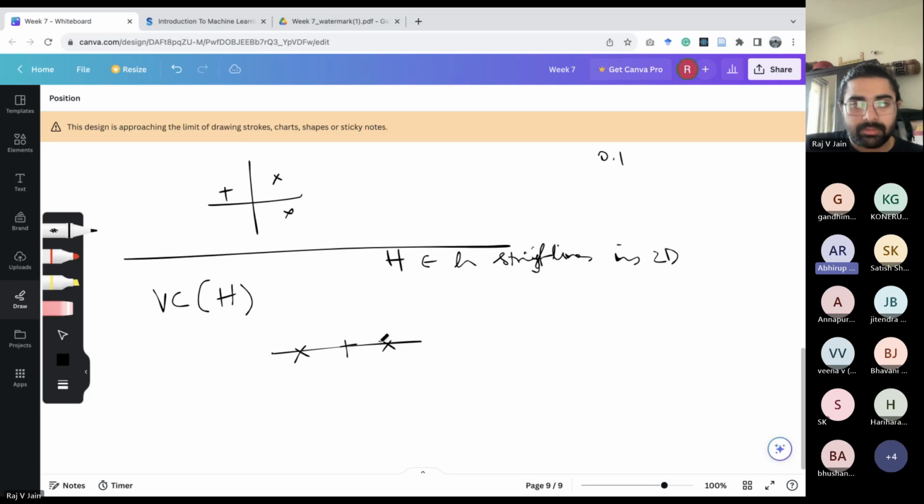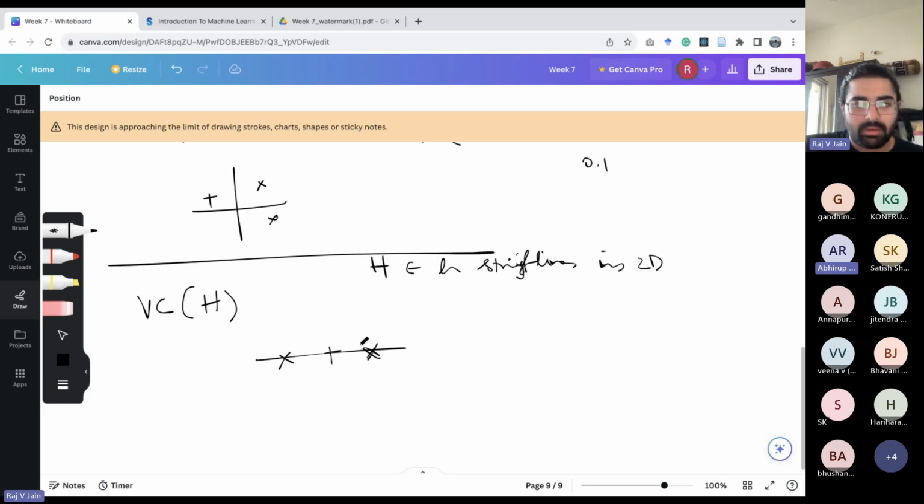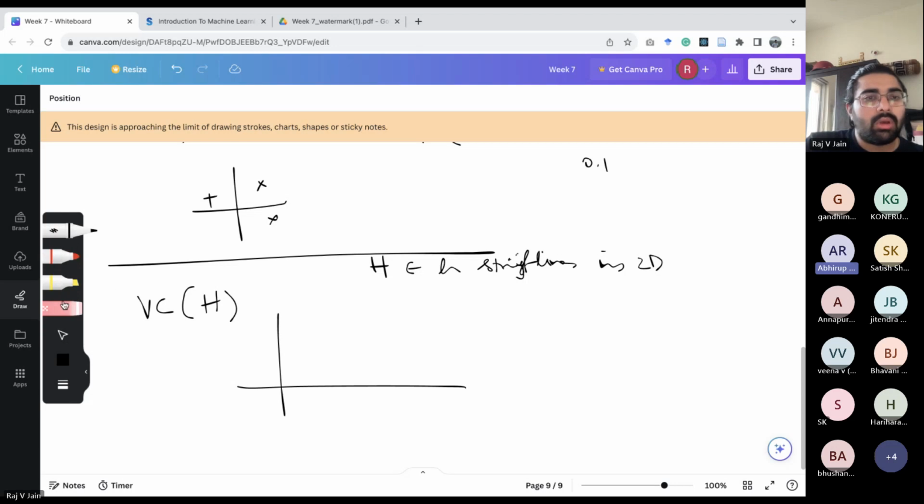But it's a 2D space, okay? Say in the x-axis. Now, how can we separate with a single straight line? We cannot. Okay, so what now? So how is VC3 then? You tell me, how is VC3?